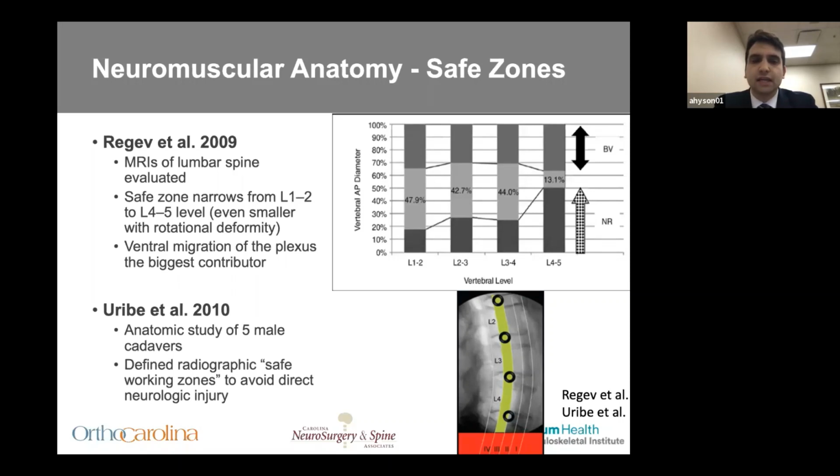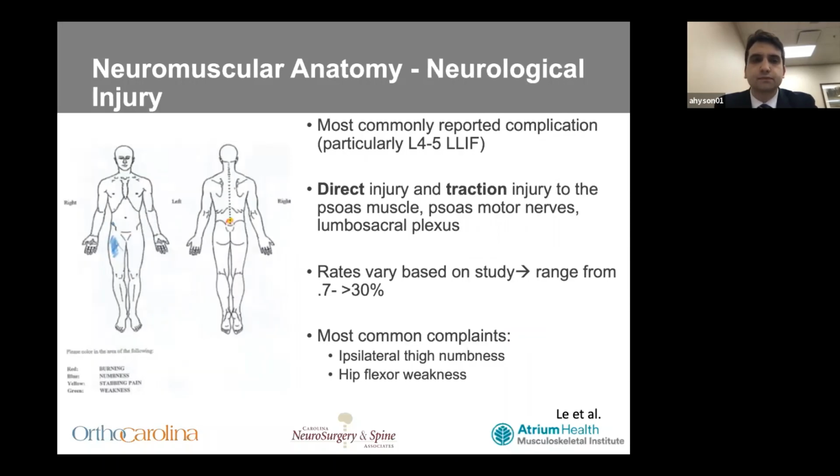Uribe in 2010 performed a similar study, but it was a cadaveric study of 5 male cadavers, and he defined these safe zones and correlated it with lateral radiographic imaging. And as you can see, it correlates with the study from 2009 by Rajev, where you see ventral migration of that tubular retractor ideal position as you descend down the lumbar spine.